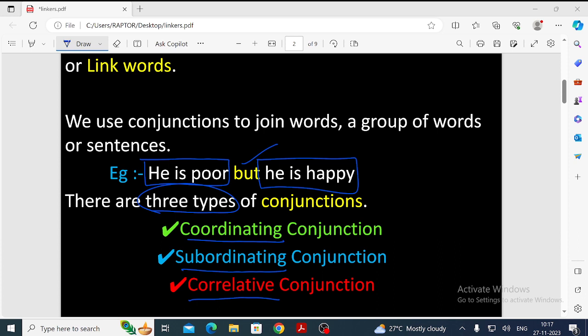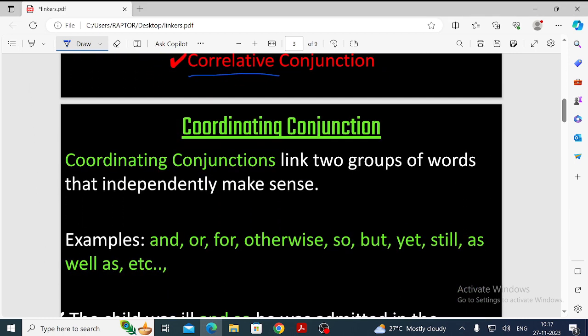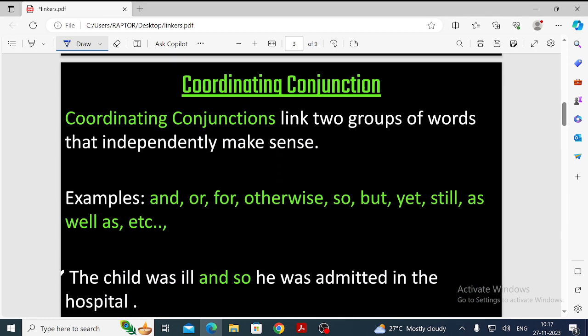So what is a coordinating conjunction? It is a link of 2 groups of words or sentences that independently make sense. Dependent means it is a meaningless sentence by itself. It becomes meaningful when it joins with another sentence, then it gives a meaning. But an independent sentence means the sentence itself gives a complete sense.